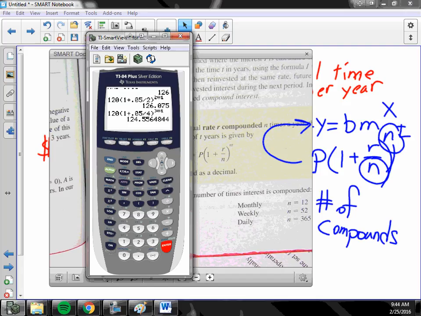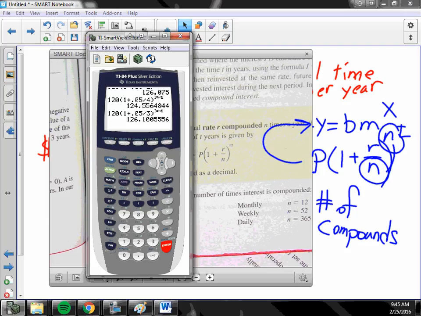Oh, I messed up. I put a 4. So this is, n is not months, it's the number of compounds per year. So 4 months would be 3 compounds a year. So now I've made 10 cents more than my original.